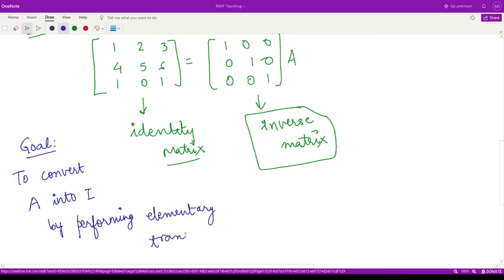So let's first of all make the first element as identity 1. This element here is already 1, so there is no need to do anything. Now you know the structure of the identity matrix, it is like this. So that means next we have to make this element 0. How can we make this element 0? We will always use the unit from the same column.